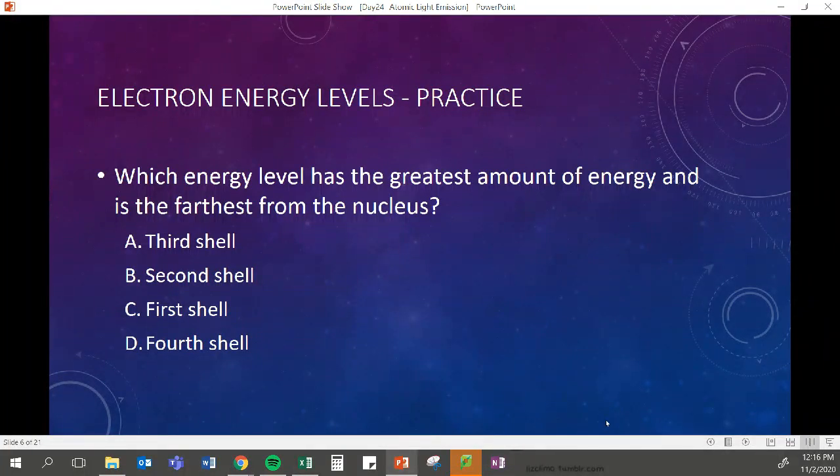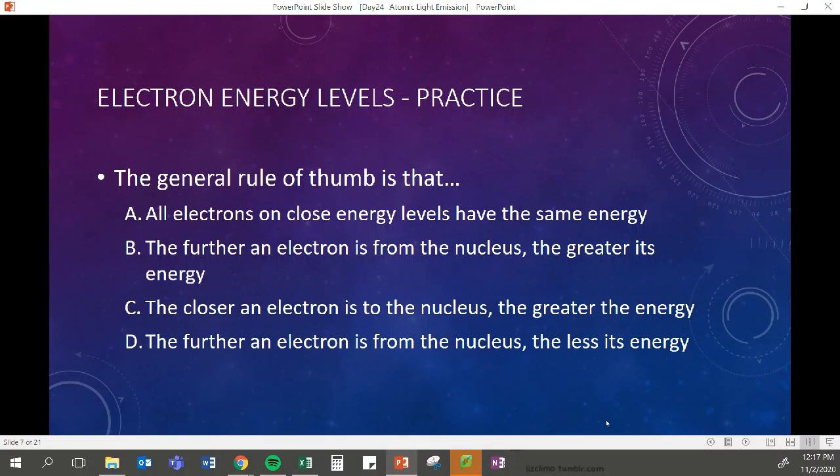Okay, so here we had a checkpoint question. Pause the video and try to answer this question on your own. Okay, so which energy level has the greatest amount of energy and is the farthest away? That would be our fourth shell in this example. We can't have more than 4 shells. In that case, it would be whatever is the largest number, but it's the one farthest away, the fourth shell.